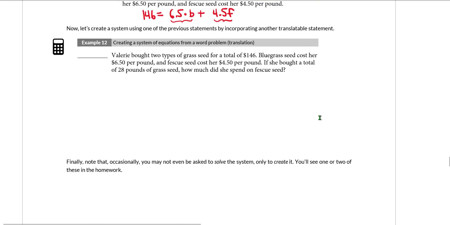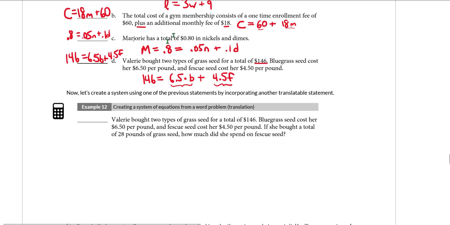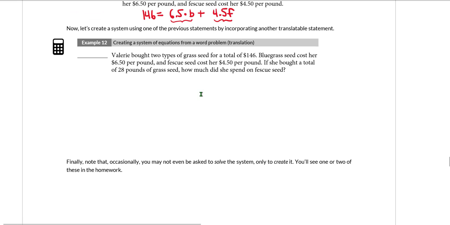Now what we are going to do is put this all together, and we're going to actually solve a system in example 12 where we were given one more equation that we need to translate to pair with one of the equations that we just made on example 11. So go ahead and read number 12 all the way through and try it on your own.